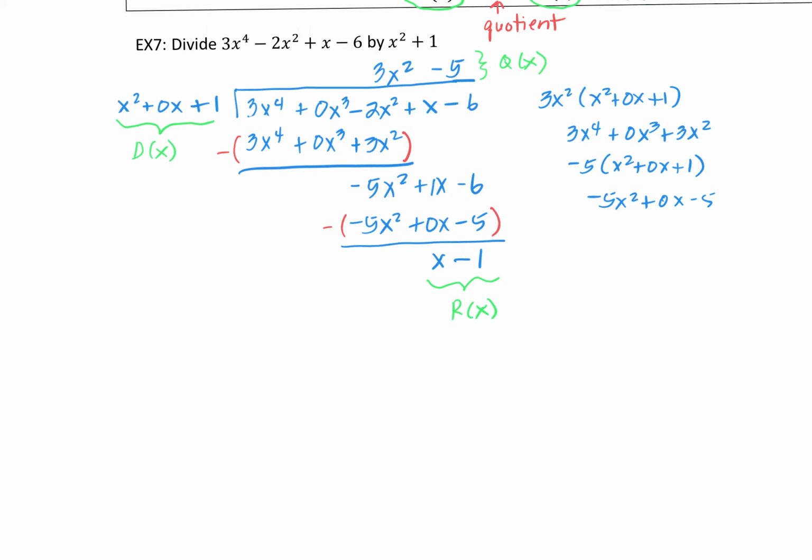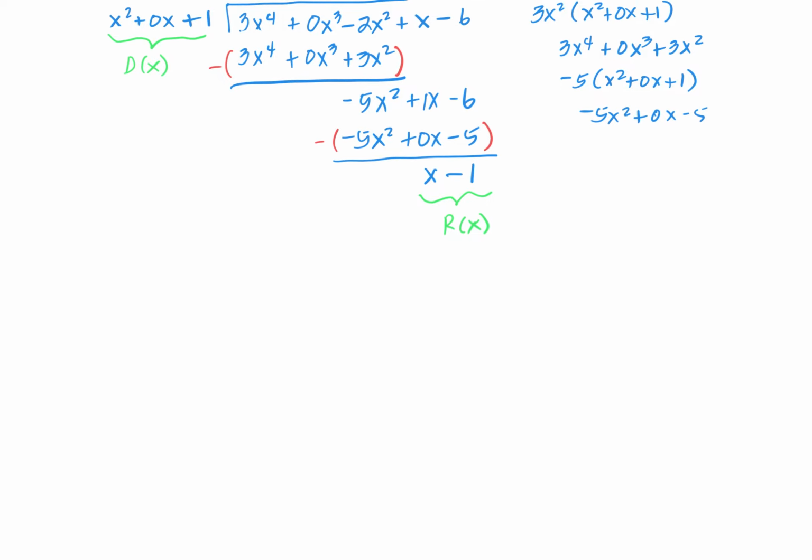So remember, it's always your q of x plus r of x over d of x, which means our solution is going to be 3x squared minus 5 plus remainder x minus 1 over the divisor. And now I'm going to leave off that 0 and just write x squared plus 1. So unfortunately, you've got to do the long division if you're not dividing by a binomial of the form x minus k. So that's it for this section.